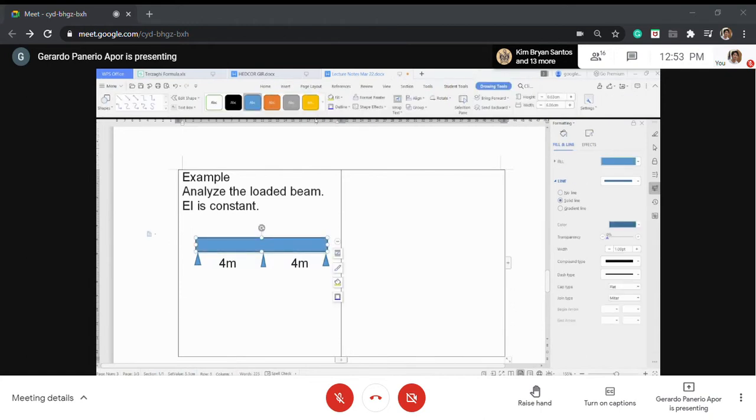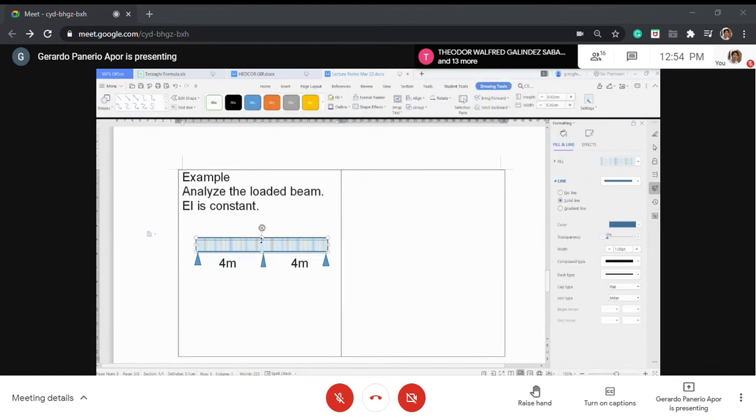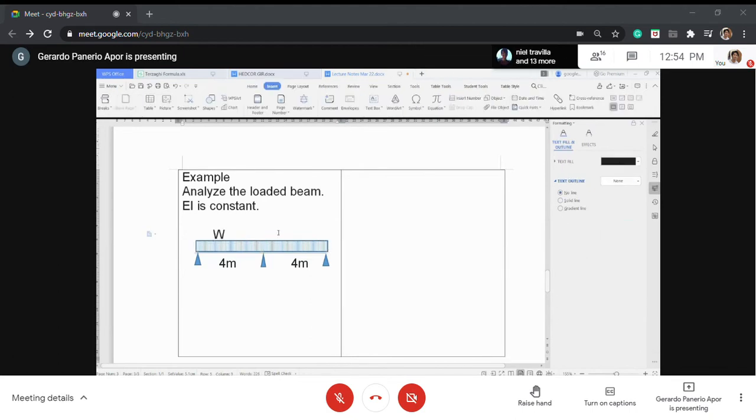Okay, that's it. Now, it is a downward load. So, the load is W. W is equal to 20 kN per meter. Okay. So if you have this kind of beam, your beam will not be the same anymore.